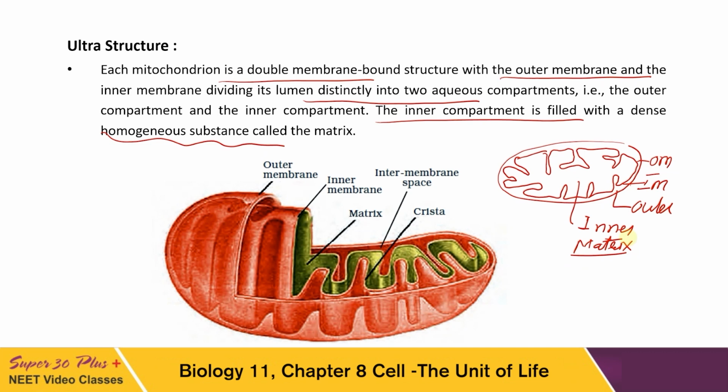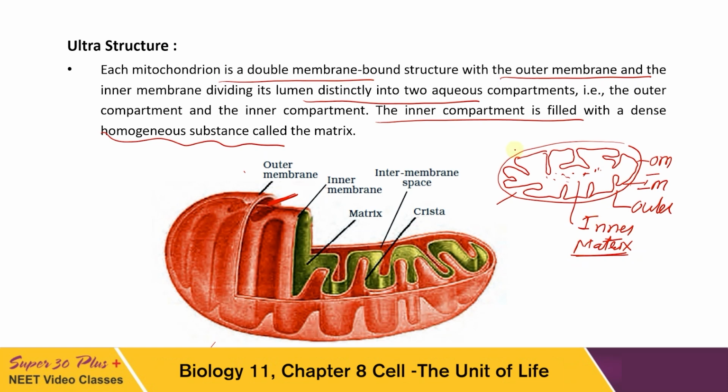So here we see in this diagram, this is the outer membrane, this is the inner membrane, and this is the space in between the two, which is known as the peri-mitochondrial space. This is the inner membrane, and the inner membrane is invaginated inside, and that is known as the matrix. It is called the matrix.